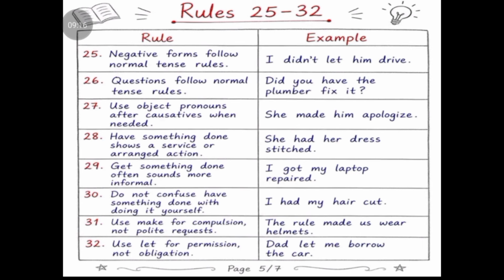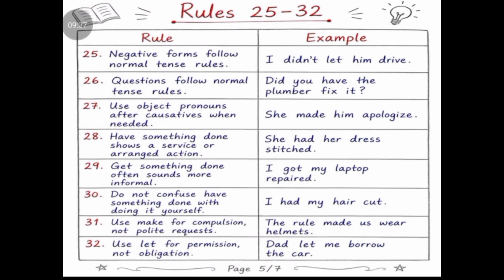Compulsion comes from the word compel. That means you've been forced to do something. For example, the rule made us wear helmets. That means they were compelled to wear helmets. But then if you want to use the right word for compulsion, use the causative verb make.